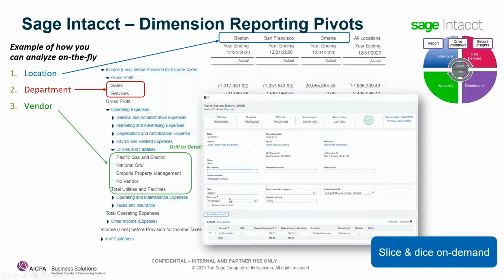Here, when I'm entering the bill in, I can see down at the bottom that I've coded it to the general ledger account, but then I've also selected that dimension for the location as well as that dimension for the department, allowing me, as you saw, to be able to slice and dice that data.